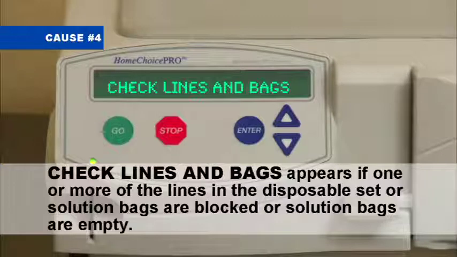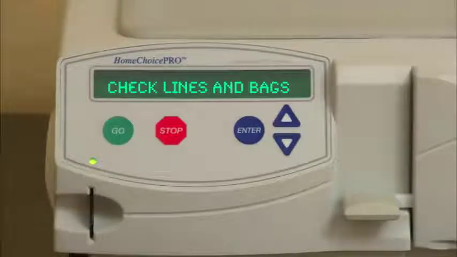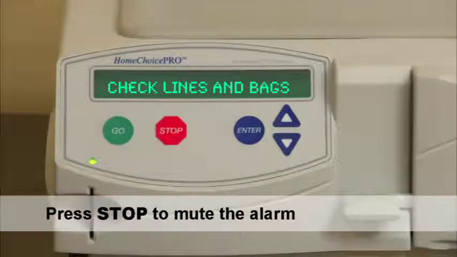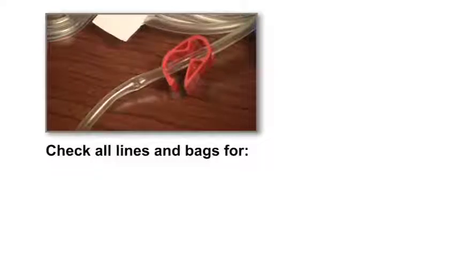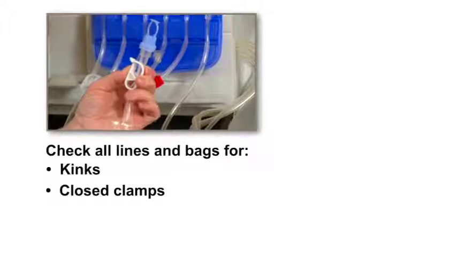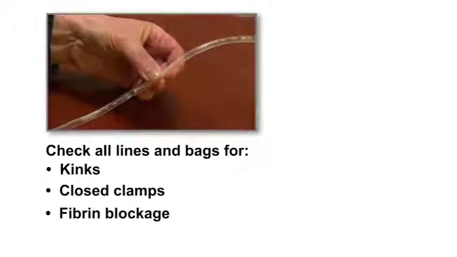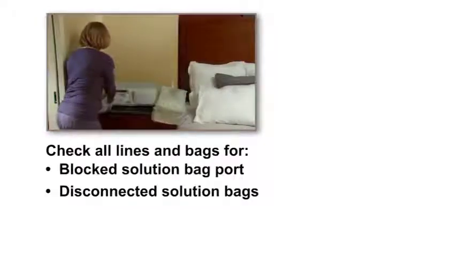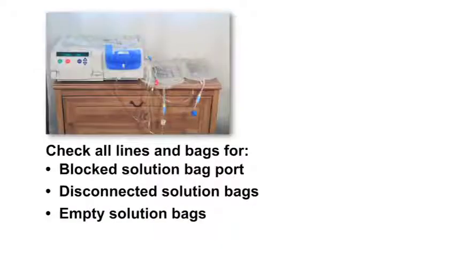Cause number 4. Check lines and bags appears if one or more of the lines in the disposable set or solution bags are blocked or solution bags are empty. As a reminder, this is a manual restart alarm. If cause number 4 occurs, press stop to mute the alarm. Check all lines and bags for kinks, closed clamps, fibrin blockage, blocked solution bag port, disconnected solution bags, or empty solution bags.